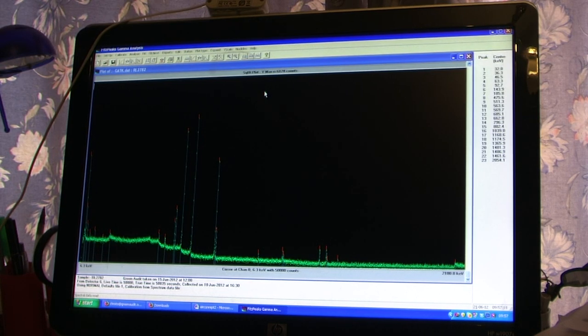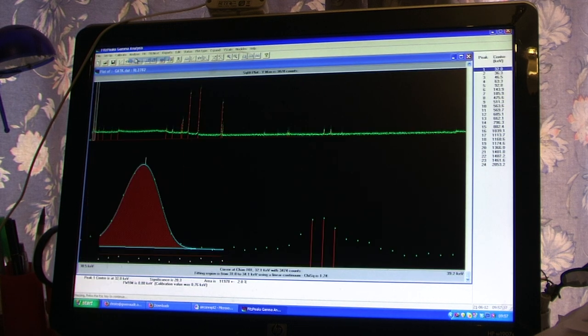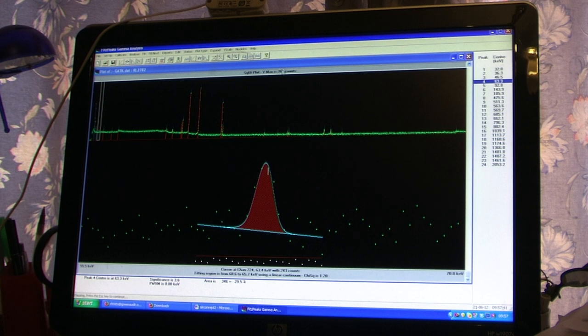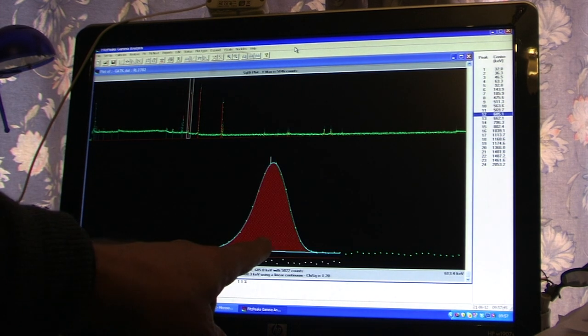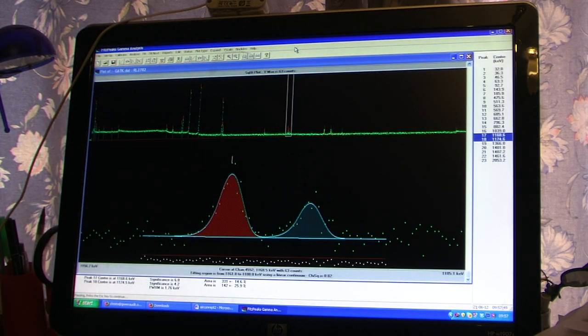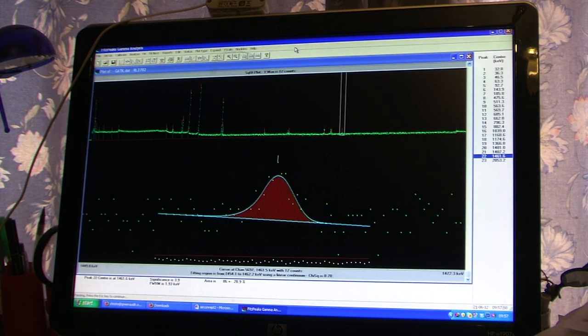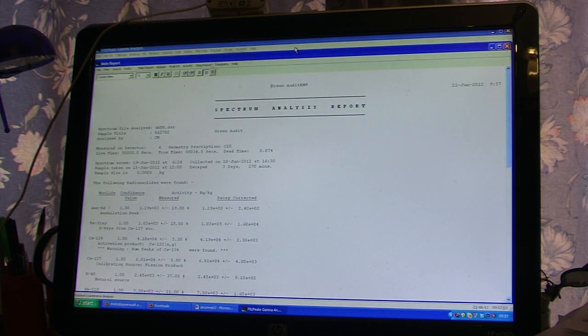Well, this is the gamma spectrum of the sample that we scraped from the filter, and we can now ask the program to analyze these peaks that you see. I'll just do that. Ask for a full analysis, and you see that the program is running across the peaks here, and each one of these peaks comes out at a particular position in terms of its energy. And then we'll get an analysis. Now here's the spectrum analysis.